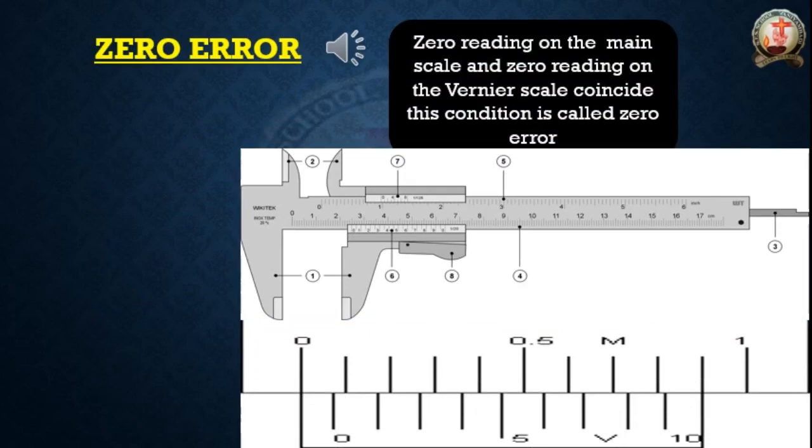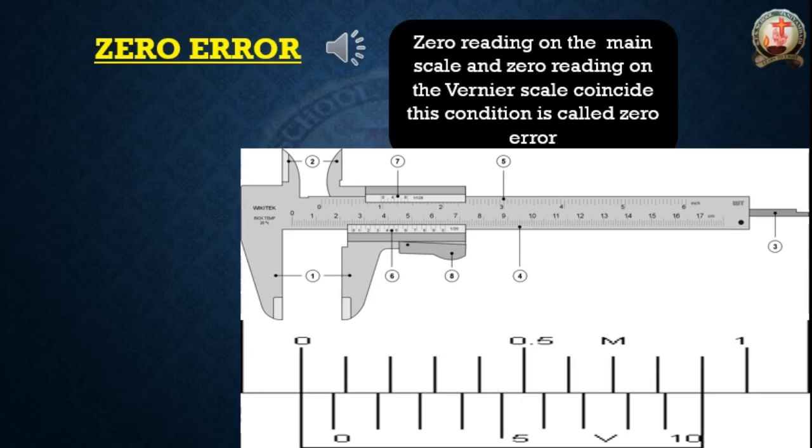Next concept is zero error. What is zero error? Let us see the definition of zero error. When the zero reading on the main scale and the zero reading on the vernier scale coincide, this condition is called zero error. So once again, zero reading on the main scale and zero reading on the vernier scale coincide. This condition is called zero error.